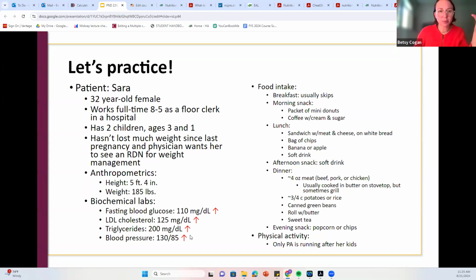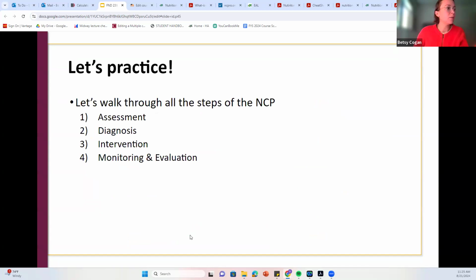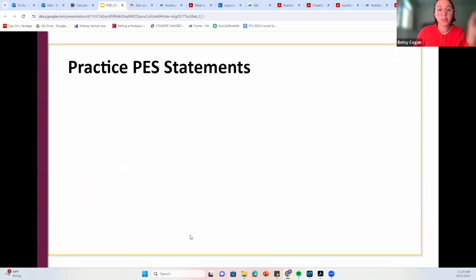And then based on this assessment, right, then we can write some PES statements. So when you're done, pause the video, look back at the slide, assess Sarah, and then prepare some PES statements, do some practice. It doesn't hurt. And yes, that's you using the nutrition care process. So hopefully we have learned a little bit about what that process is, how to apply it, why it's important.